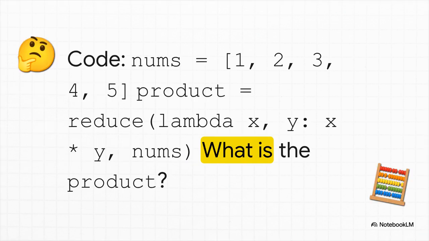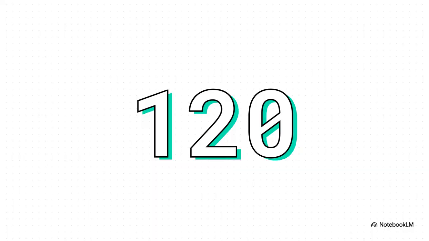All right, you know what time it is. Another challenge. This time, we're using reduce with a simple lambda that just multiplies two numbers, x and y. We're feeding it that same list of numbers, 1 through 5. So what single value do you think is going to get printed out at the end? 120. So how in the world did it get there?